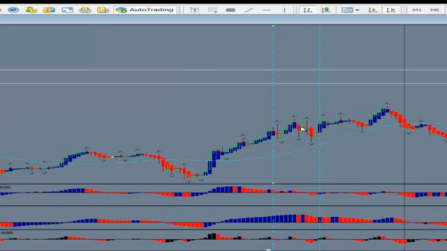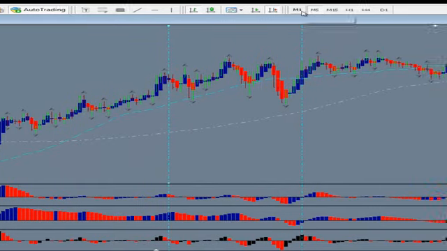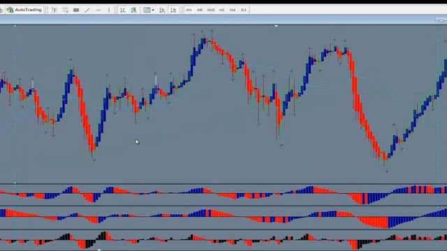Look at 15. Looks pretty choppy. How do you enter that? That's kind of hard to enter, but there's some signals there that say, okay, trade long or trade short. And then we go to the 5-minute. Give us a little more detail. Now we're back to the 1-minute, which shows us some trades.